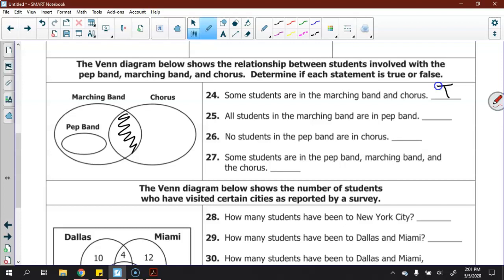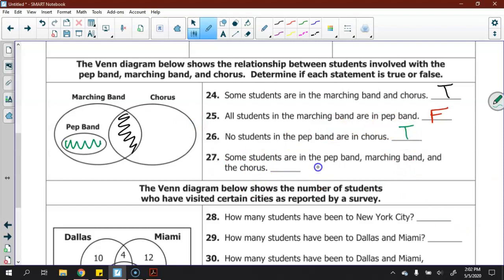25 says all of the students that are in marching band are in pep band. Now, is that true? Maggie says no. Yep, Ella says no. Nope, that's not true. The next one says no students in pep band, which is over here, are in chorus. That is true.